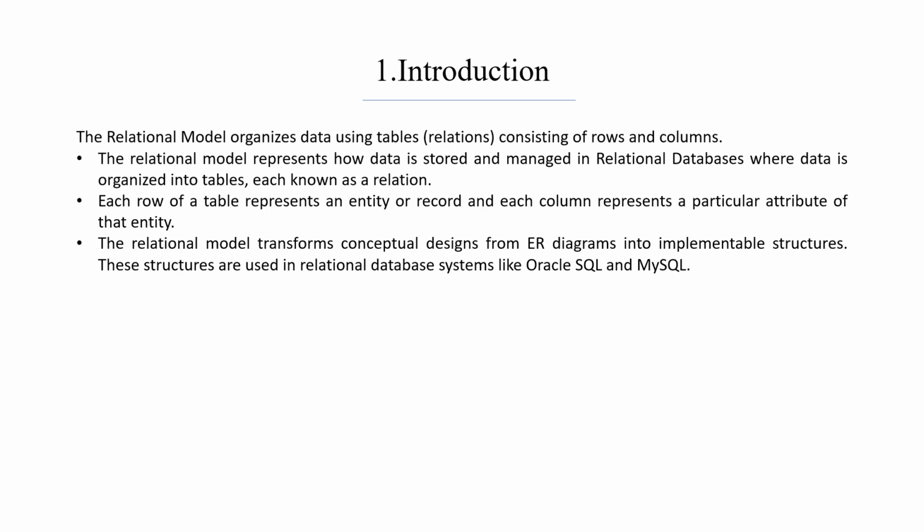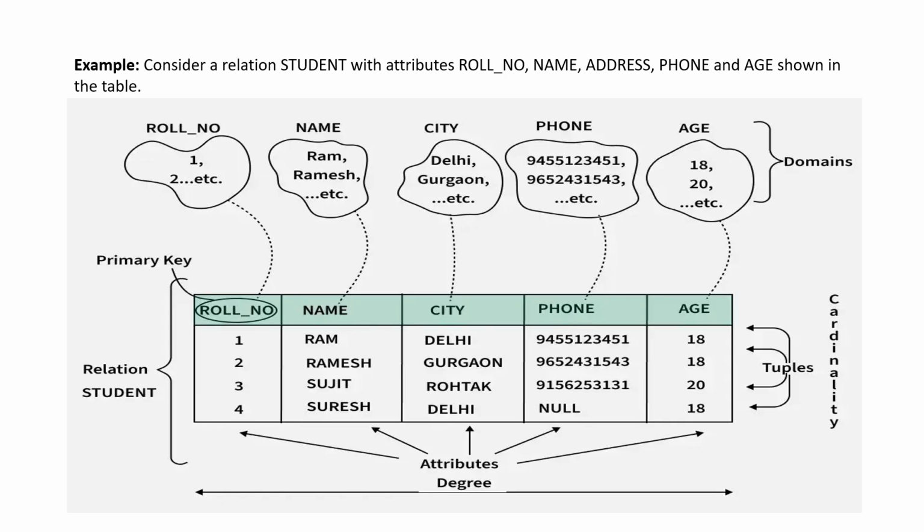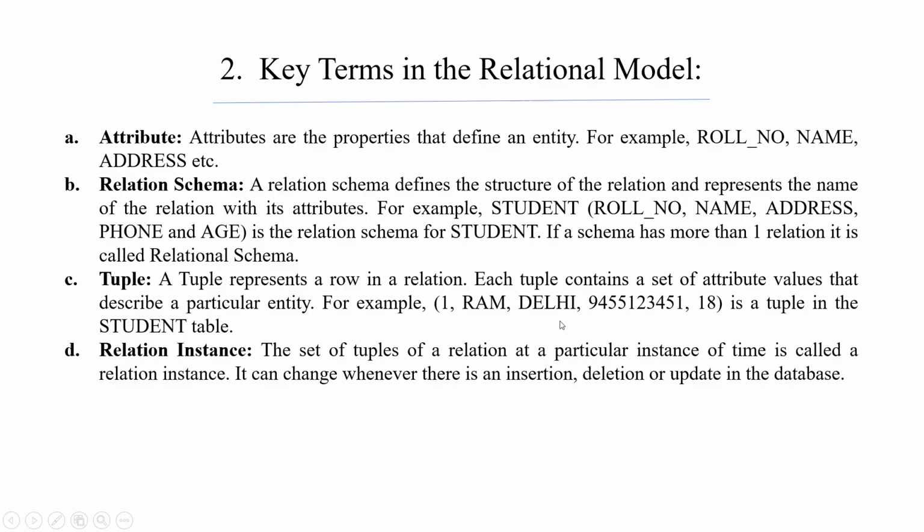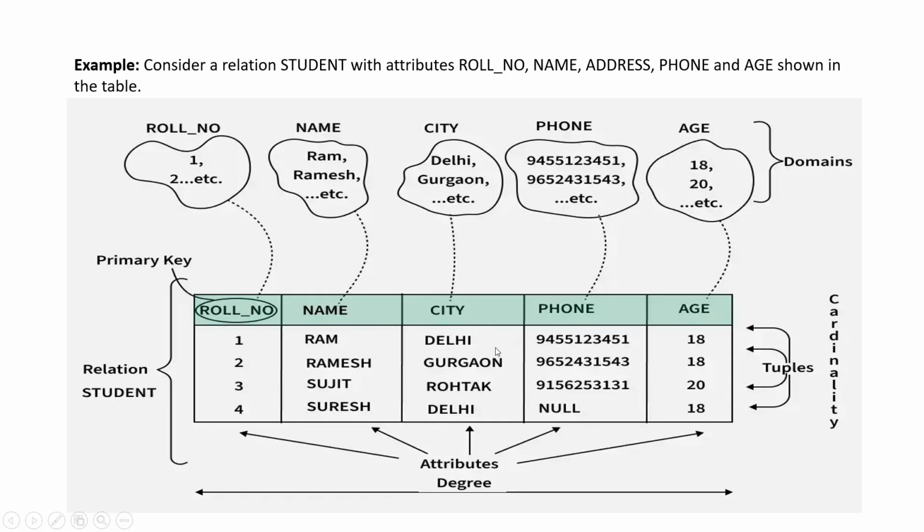Each row of a table represents an entity or a record, and each column represents a particular attribute of an entity. Here a row is also called a tuple or record, whereas a column is also called a field. This is the example where the student is an entity and it has various attributes like roll number, name, city, phone number, and age.